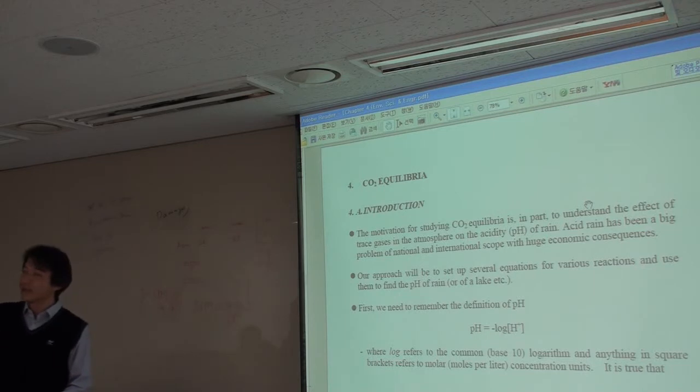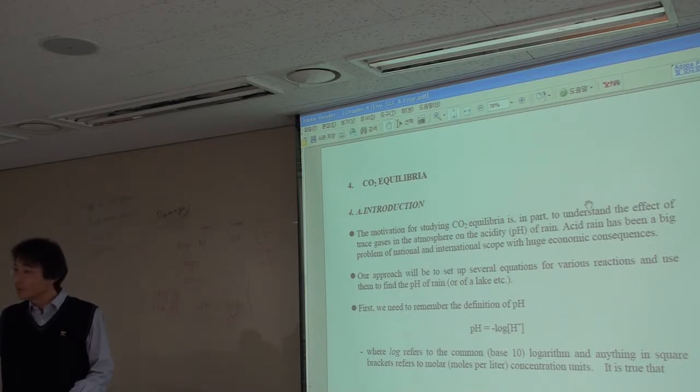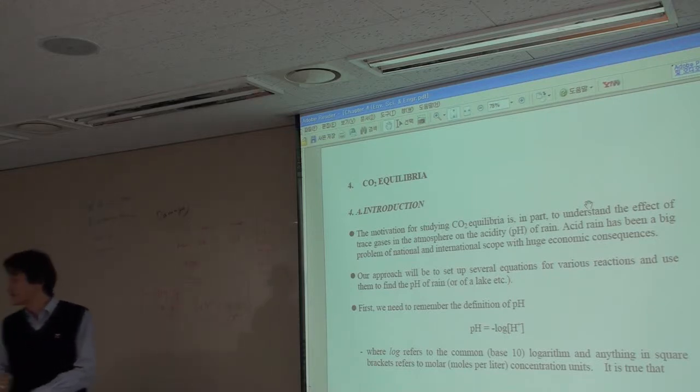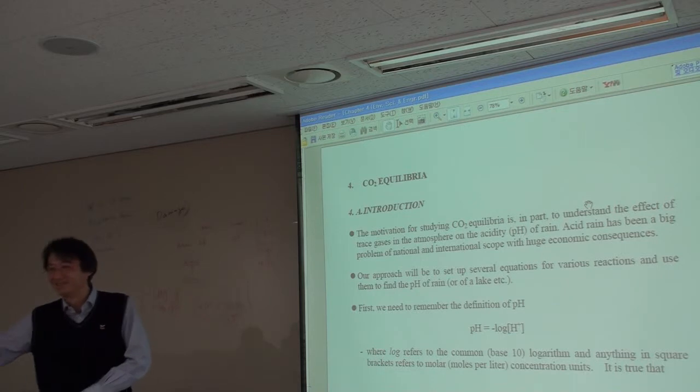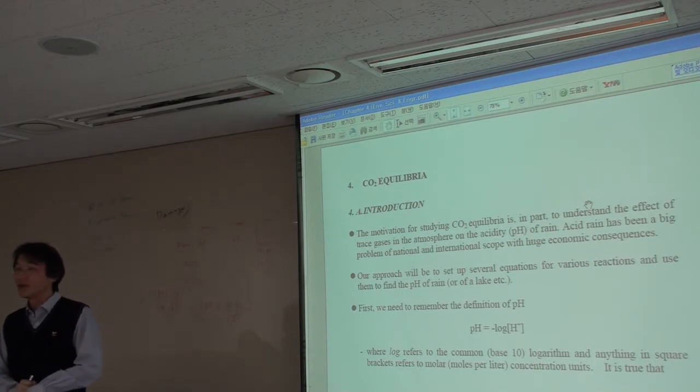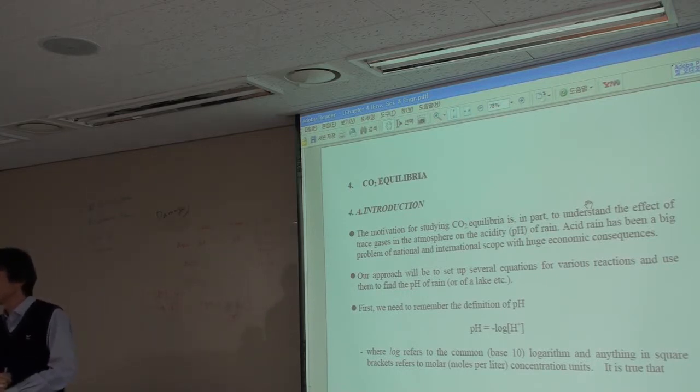Because CO2 can exist as gas, CO2 exists as dissolved in a solution, and CO2 exists as solid, dry ice, right? And also, CO2 hydrate could be a potential solid form of the CO2. So CO2 can exist in multiple phases, so we just want to know the equilibrium of each phase. That is very, very important.